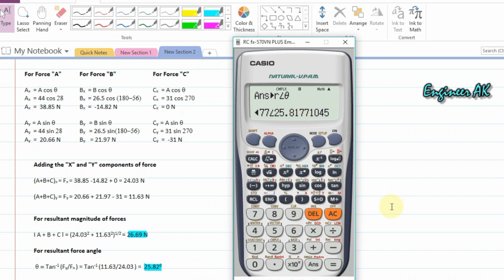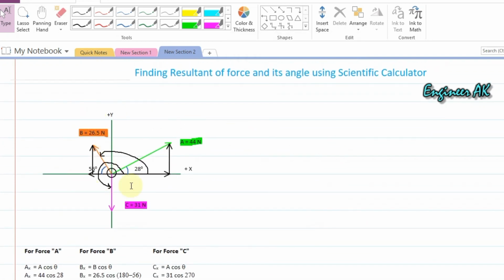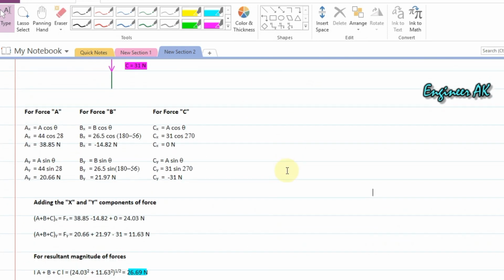So this is how you can easily find the resultant of different forces, and the angle of that resultant force, using a scientific calculator.